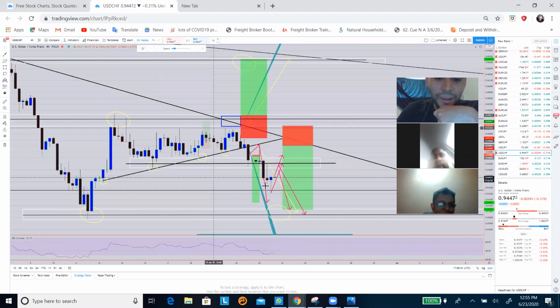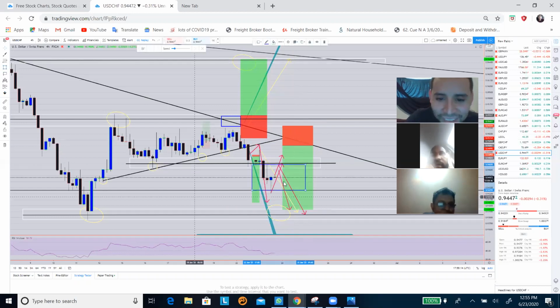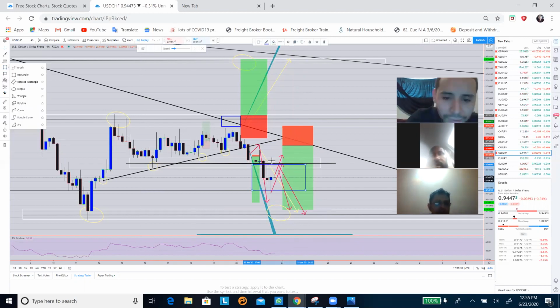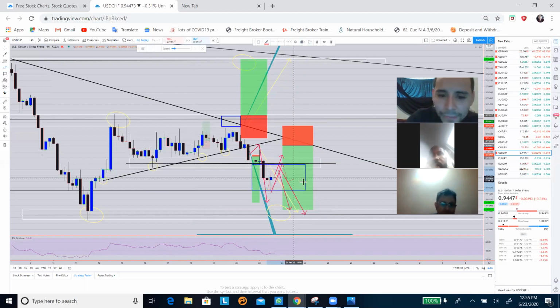That huge rejection right here. But guess what? What did we get here though? A huge rejection also, right? What does that tell you? It doesn't know what it wants yet. Look at that. Consolidation's coming in. I can already see it. Consolidations like this, right, before breaking out of here.